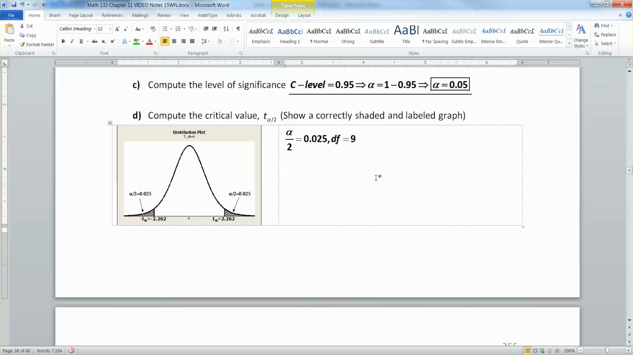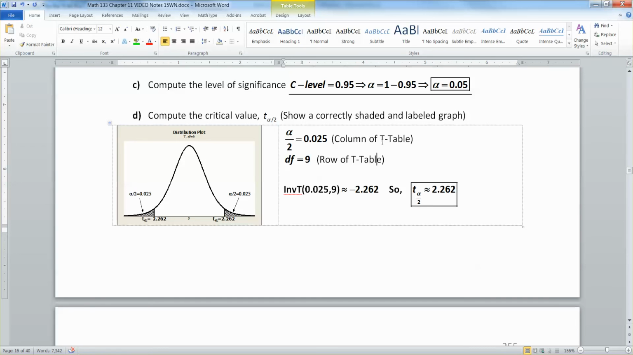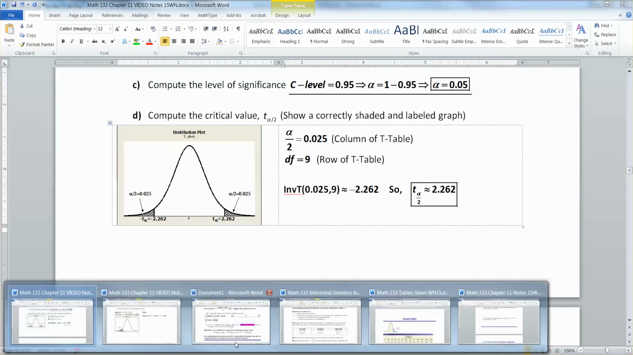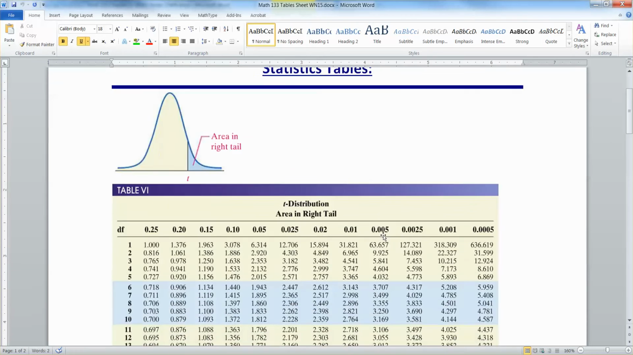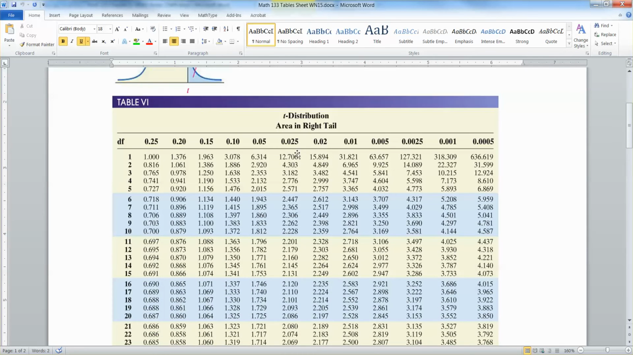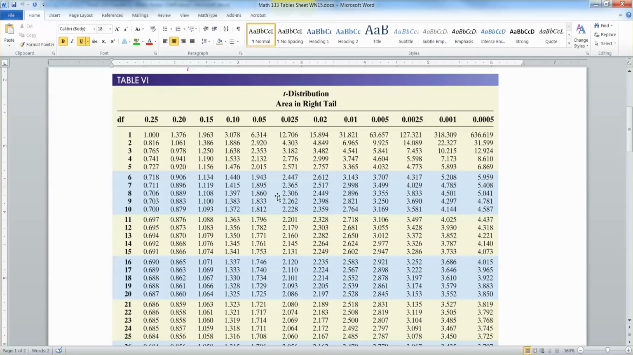Once we know those two pieces of information, that will help us figure out what our t values are. So we can find the t value with the table or with the calculator, either one. So I just typed that up here. The 0.025 is the column of your t-table, and the degrees of freedom is the row of your t-table. So let me grab the table for you to see here. If we look at the 0.025 column and we go to 9 for our degrees of freedom, you can see it's 2.262 right there.